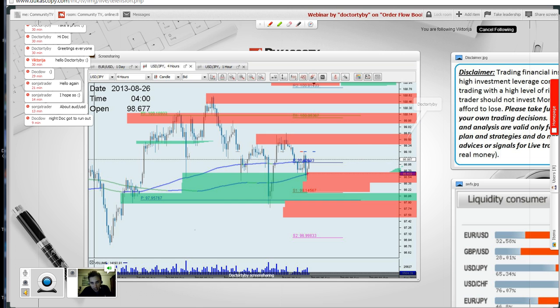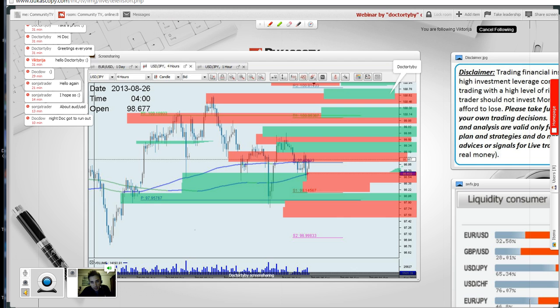But the most important levels for this week will be above 99, 99.20, 99.60 for the moment, where we have bulls and bears fighting for the price, and a lot of liquidity, in my opinion, here. Some buy stops above 100 and above 100.50.